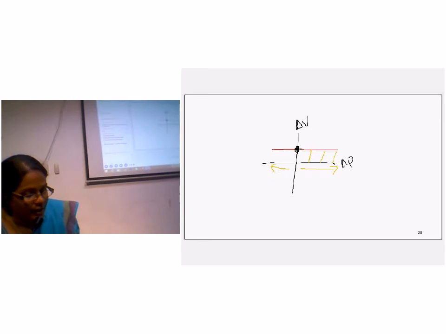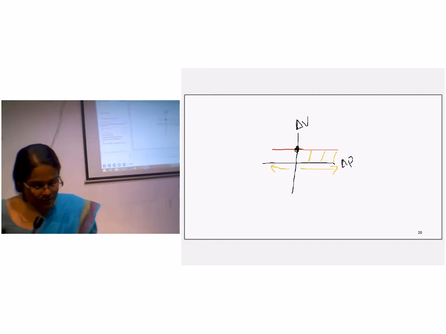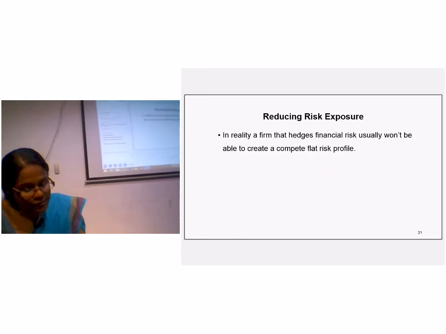But if we think about the practical situation, that's why I said we cannot eliminate this risk 100%. We can reduce it. Let me move to the next slide. In reality, a firm that hedges financial risk usually won't be able to create a complete, flat risk profile. In practical situations, we cannot achieve this complete risk profile.